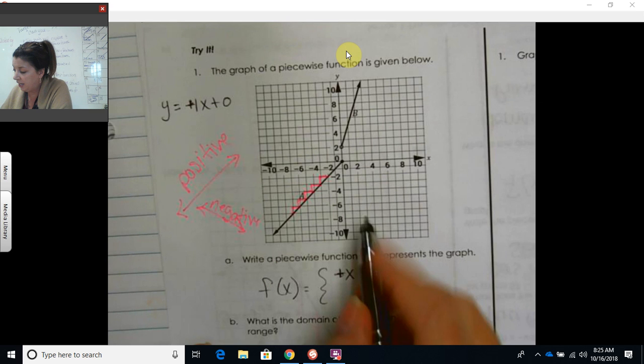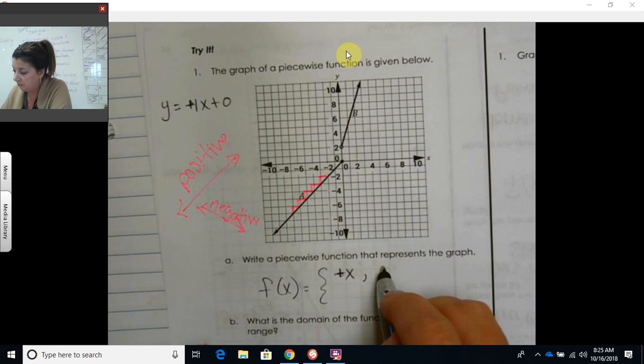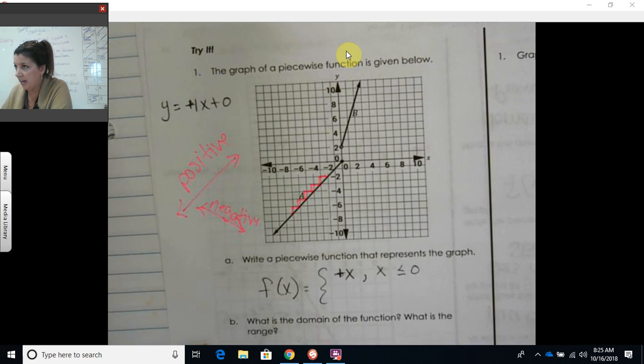When x is less than or equal to 0. All of the x values for that function are 0 or less than that.